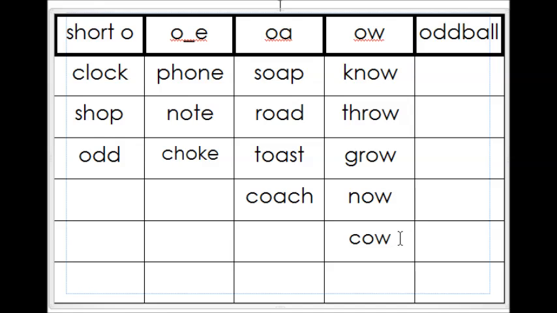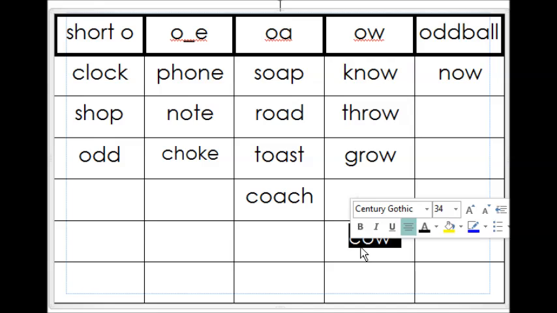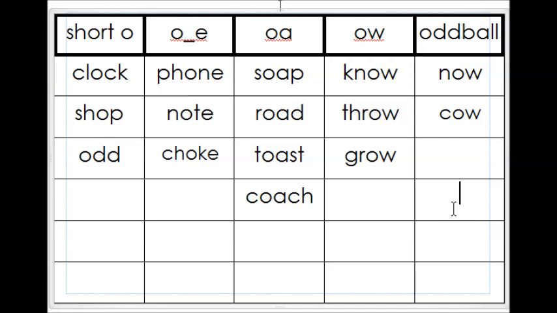Now, cow? Hold on. That doesn't make sense. Now, cow? This is our diphthong, O-W, when it says ow. Although it does follow the diphthong rule, O-W, this week it is not following our long O sound. So this week, the words now and cow are oddballs.